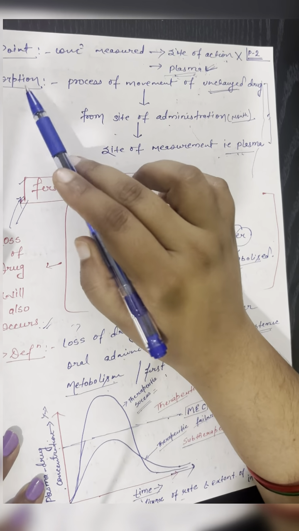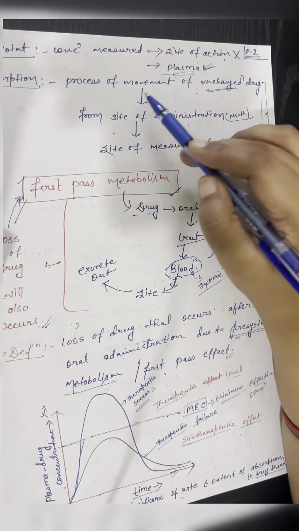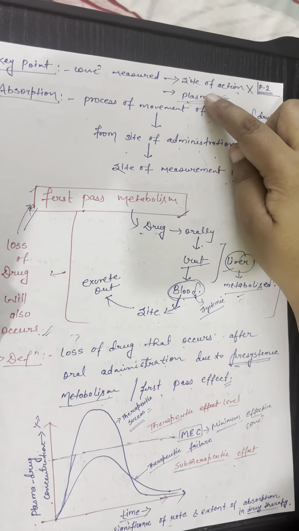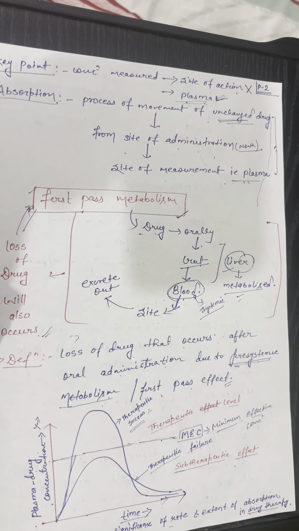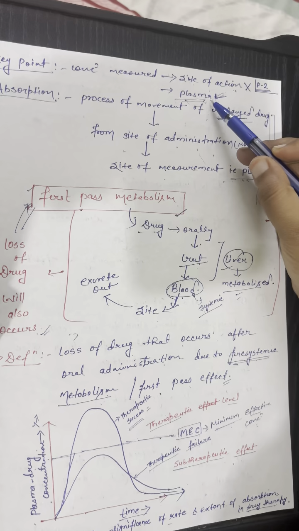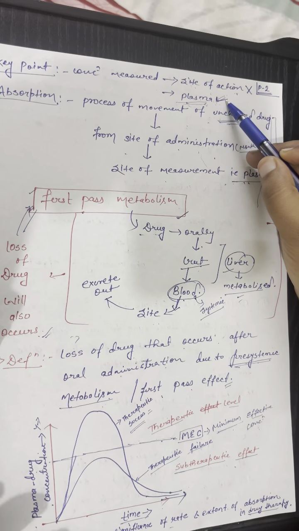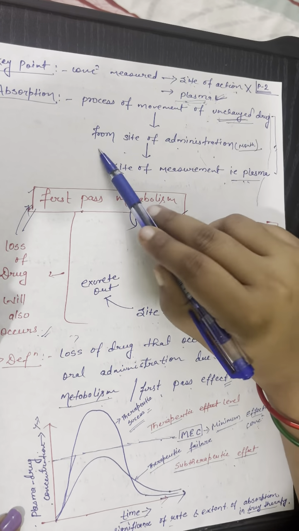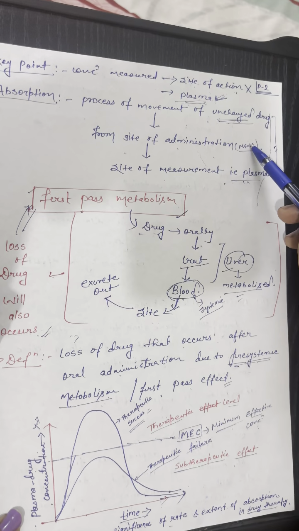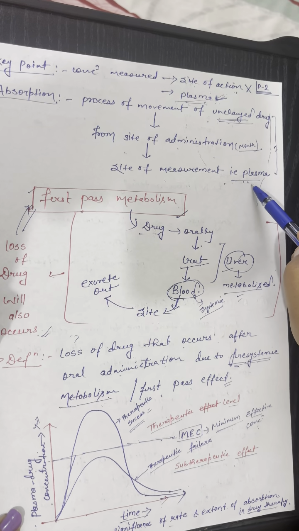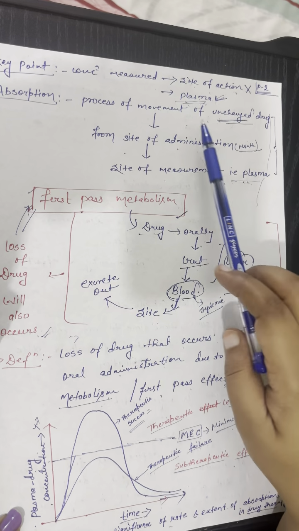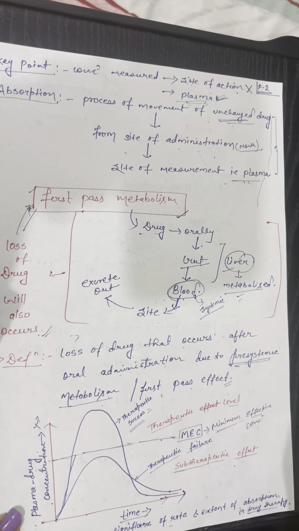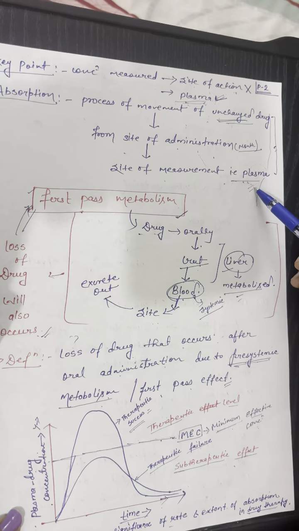Here we again discuss absorption. Absorption is what? The process of movement of unchanged drug. Here the key point is that concentration we can't measure at the site of action. Concentration in the plasma we can measure. So absorption, as we already studied, is the process of movement of unchanged drug from its site of administration, that is from the mouth to the plasma. In the previous part we said concentration of unchanged drug from mouth to the blood, so we can say to the plasma also.